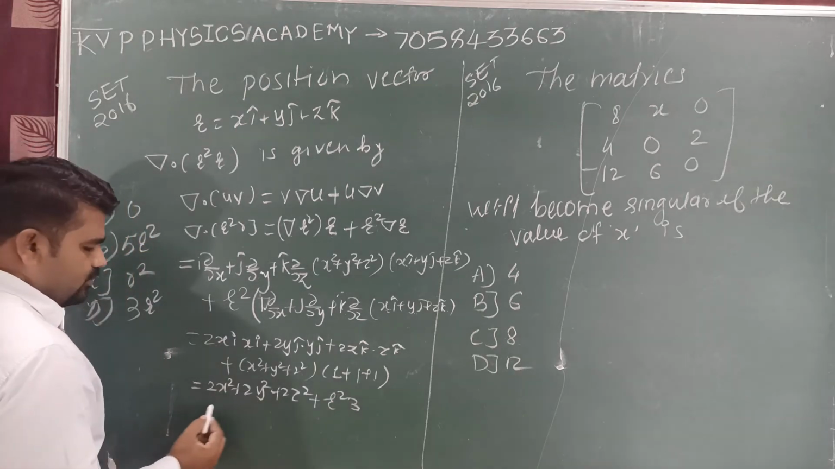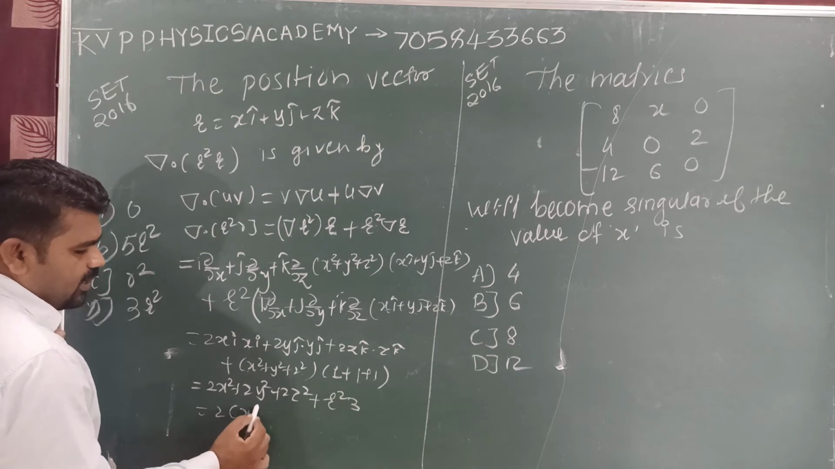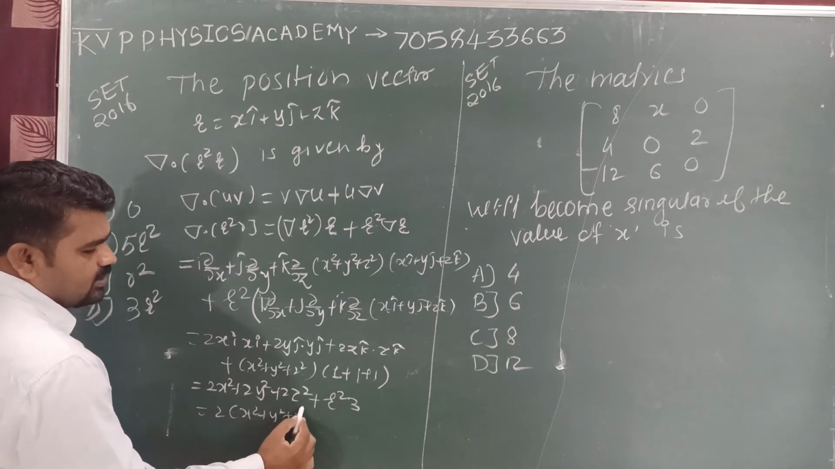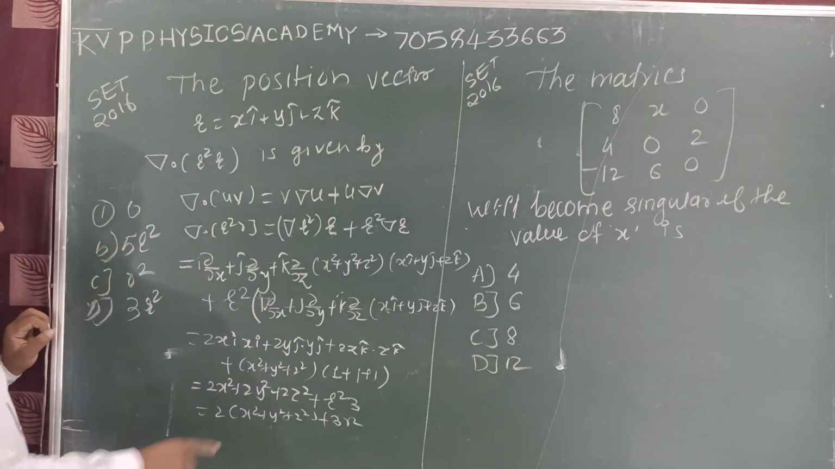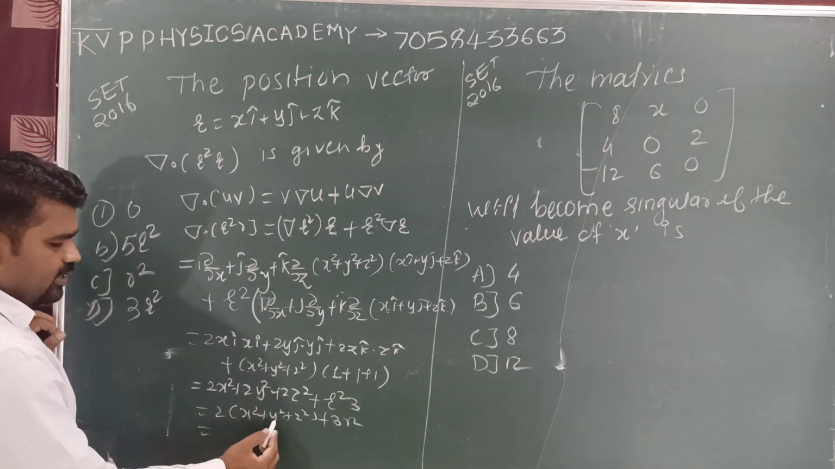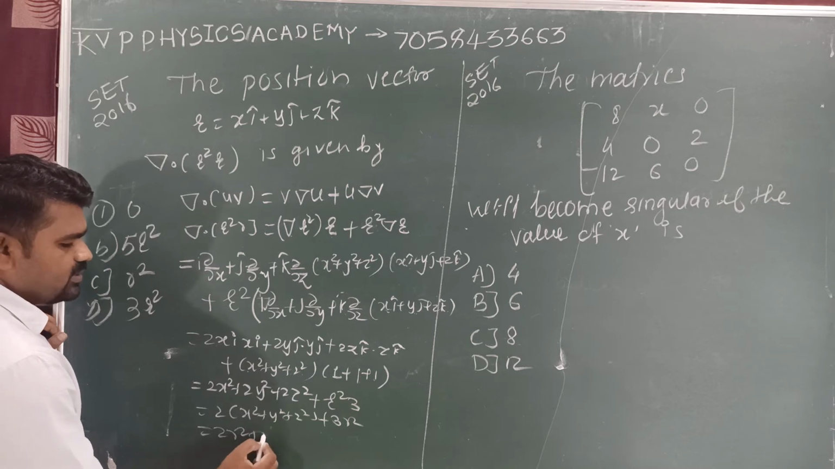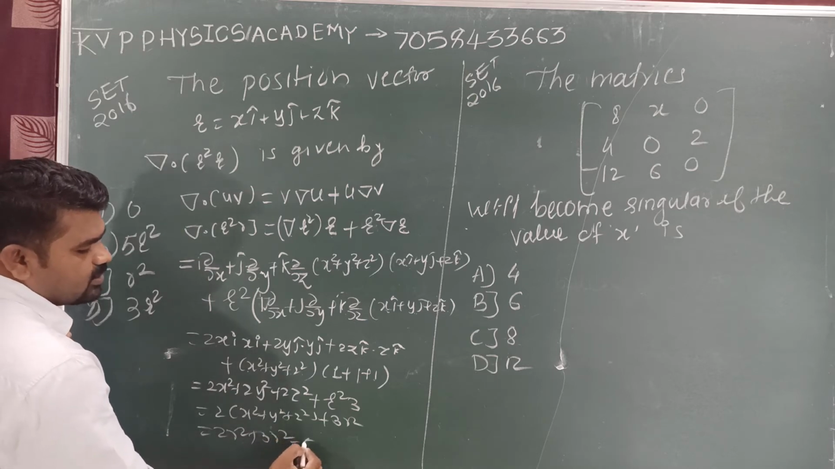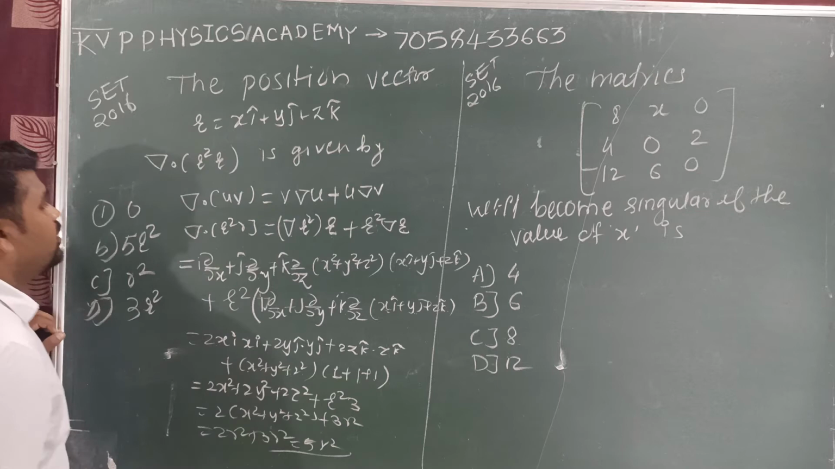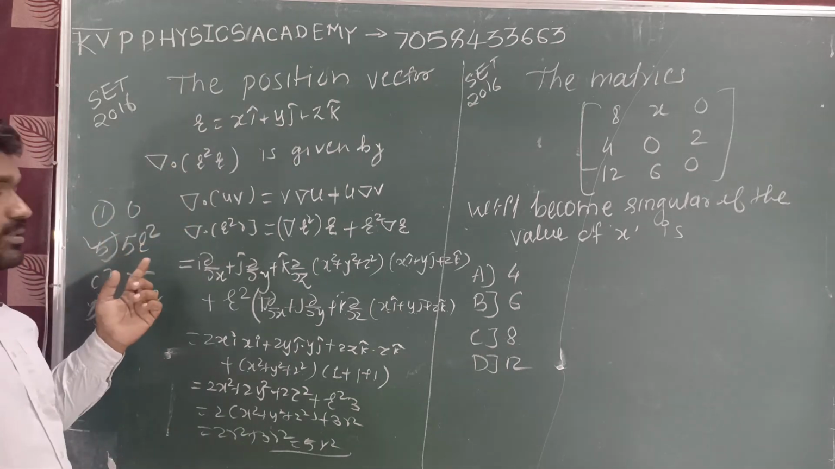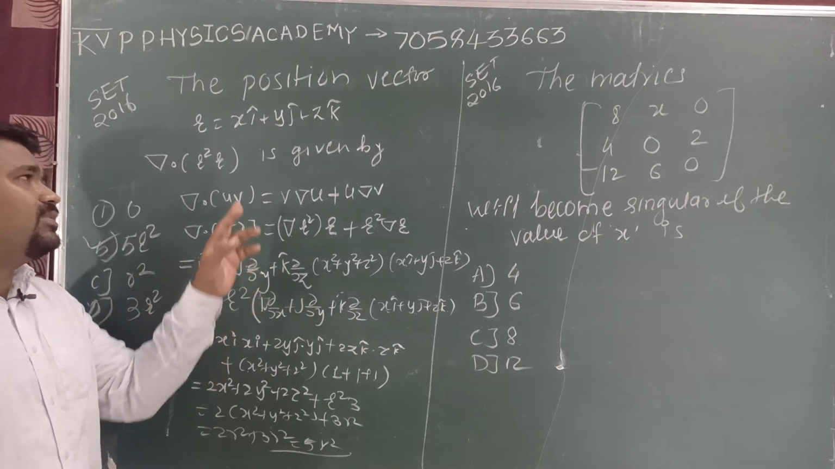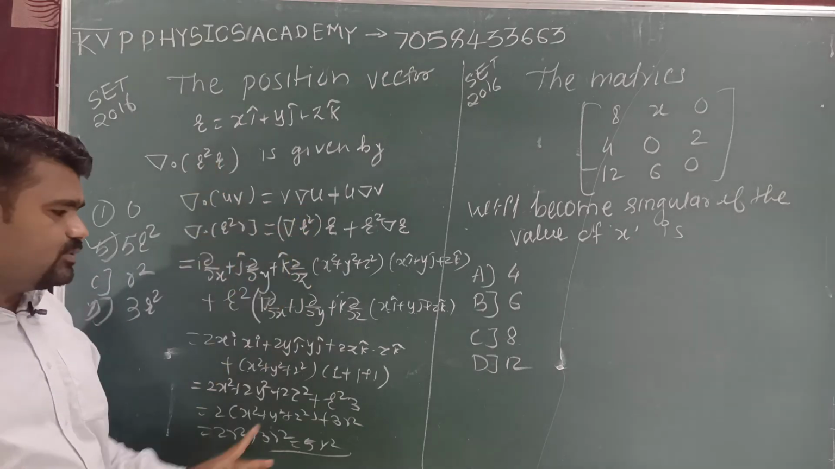And here we can take the 2 common out. Inside the bracket, x square plus y square plus z square, plus 3r square. X square plus y square plus z square is nothing but r square. Means 2r square plus 3r square is equal to how much? 5r square. Which option is correct? This is not equal to 0. Always memorize 5r square. Here we can use the u v rule and solve by this method.